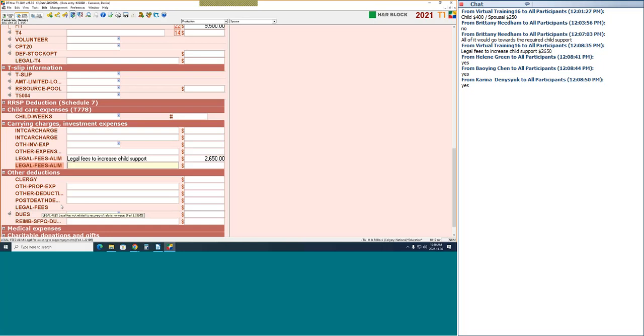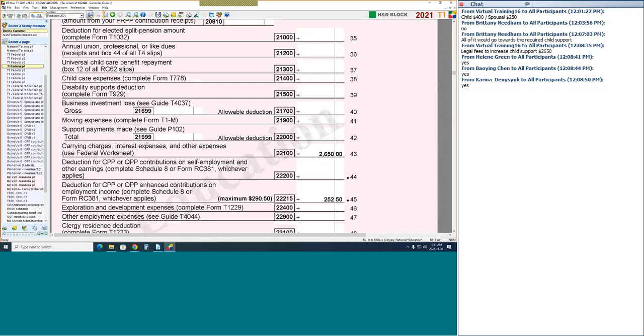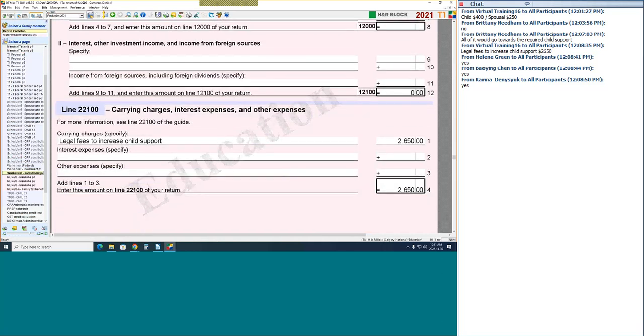So what you need to do is go to the return first, find out what line you want it to be on, find the data entry section for that line, and you will find a legal fees line that makes sense. So in this case, legal fees to increase child support should go in the same place that carrying charges and investment expenses go. You have a separate data entry line for it, legal fees alum. If I go to my tax return now and I look for her deductions, you're going to find I have carrying charges, $2,650, which is where I want them to be. And on my worksheet, I now have carrying charges to increase child support as well.